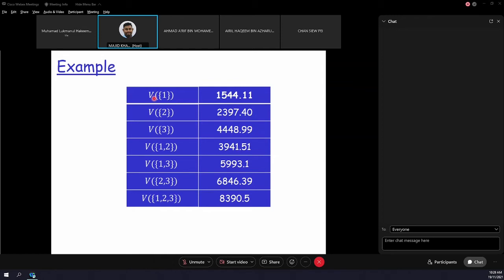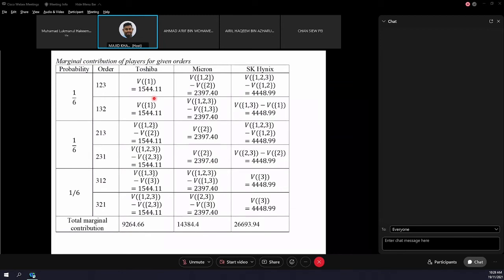In order to do this, you need to have the marginal contributions. You need to have the marginal contribution of players for a given order. If you still remember what I explained previously, you need to use the order. When you have three players, the number of orders will be six.